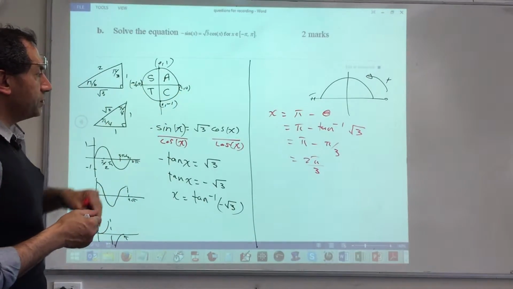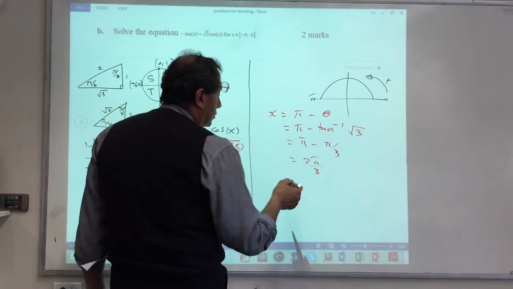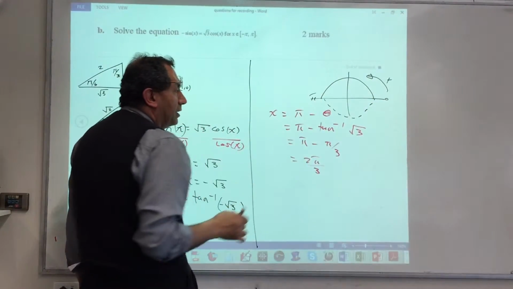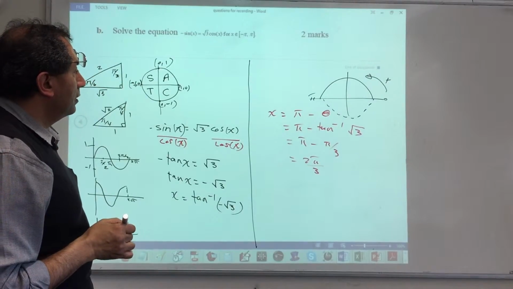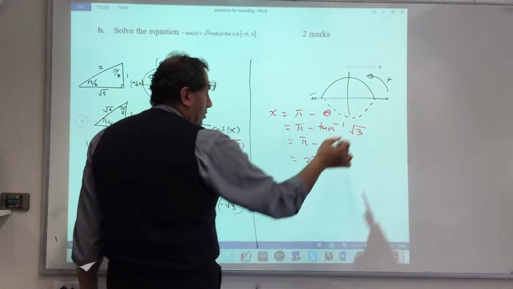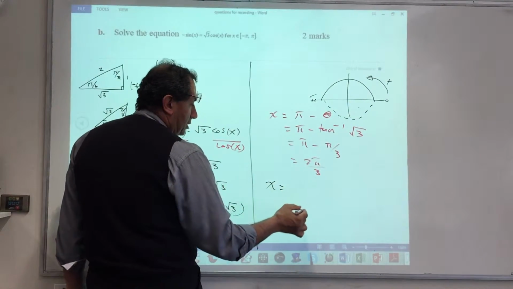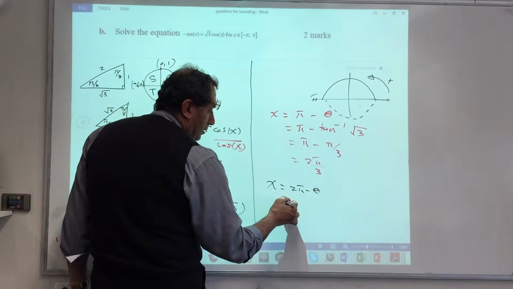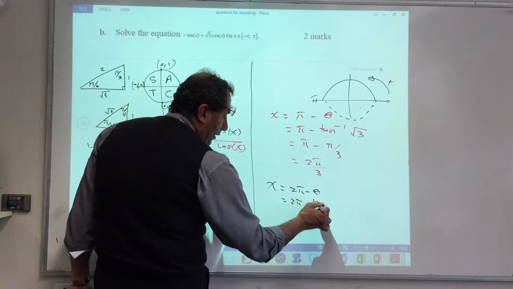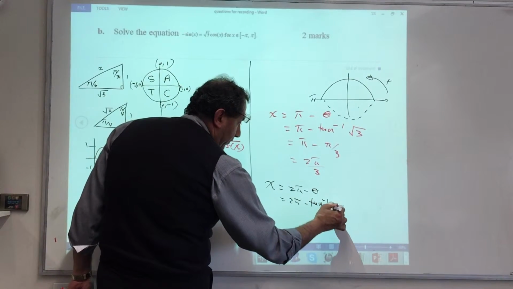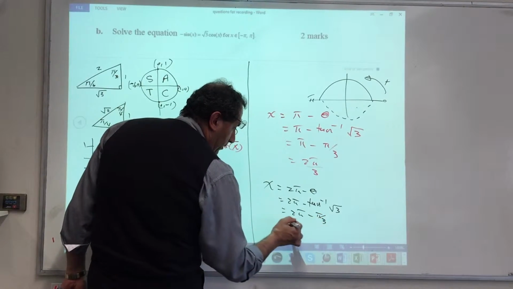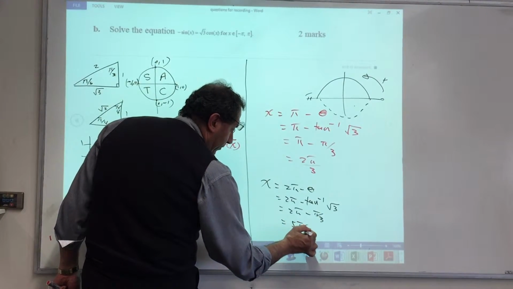From 0 to minus pi, tan is negative in the fourth quadrant. So the second value for x is 2 pi take theta. That is 2 pi take away the basic angle in the first quadrant. 2 pi take away pi on 3. That is 5 pi on 3.